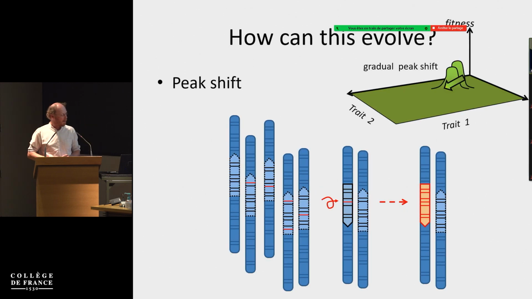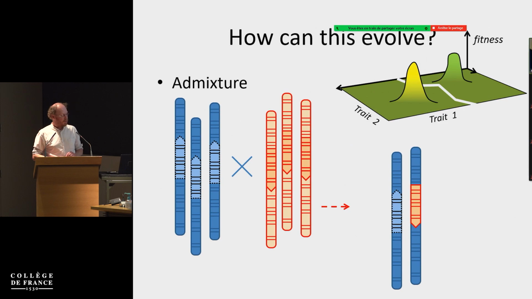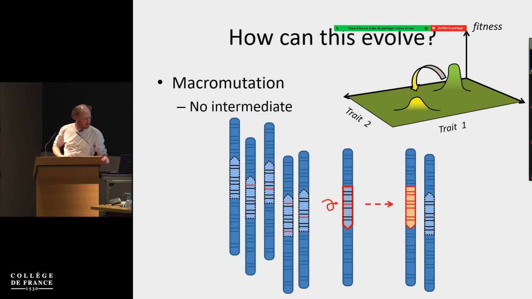So one mechanism is peak shift, and this is the process that is supposed to be slow, because it requires accumulating beneficial mutations on the same haplotype repeatedly. You can imagine also an inversion happening and diverging in two separate populations where they are fixed, and so where they recombine locally, and then come back into contact through introgression. And of course, this is what we found in our butterflies.